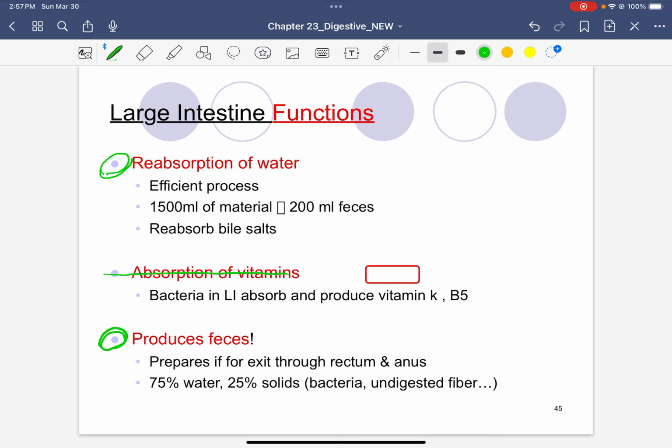Now, truth be told, we do reabsorb water in the small intestine too. But I'm picking it out here as one specific function to the large intestine. And then, of course, the large intestine functions to form the poop. So anything that was non-digestible, anything that is waste, gets formed into neatly formed little logs, for lack of a better word.